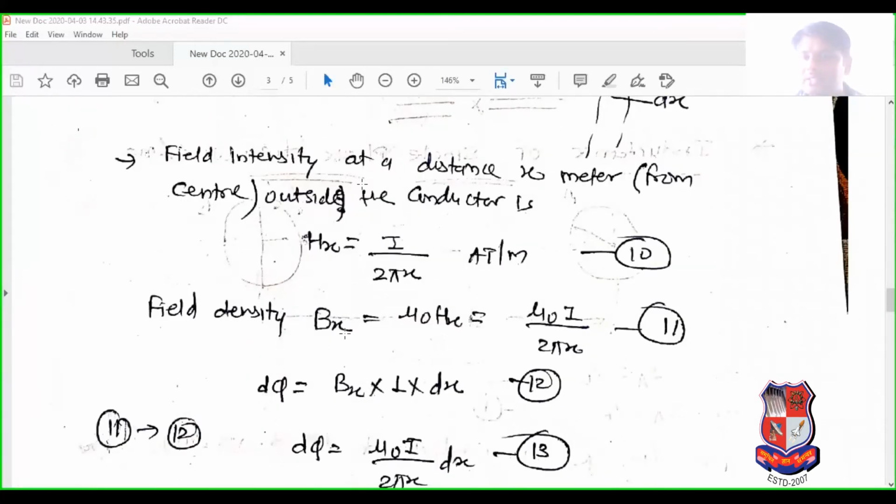Again calculate Bx, mu into H, mu 0 into mu r, right? Mu r equal to 1, so mu 0 into Hx. What is the value of Hx? I upon 2 pi x, so mu 0 into I upon 2 pi x. Again calculate d phi. What is d phi?